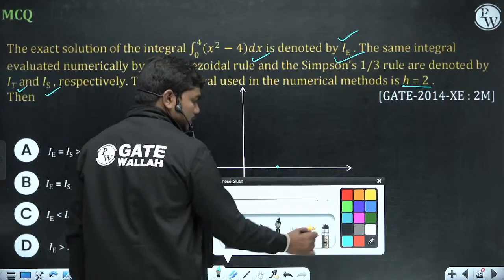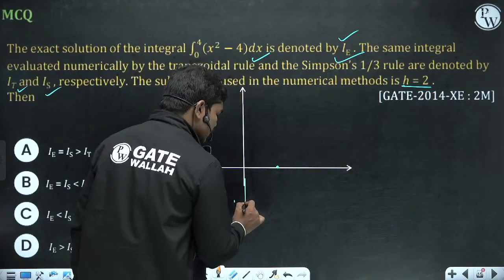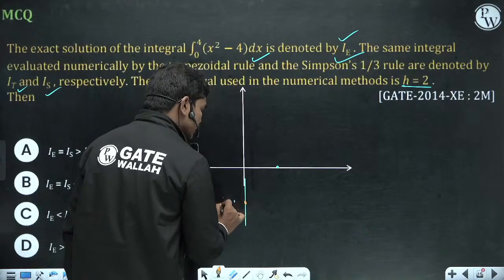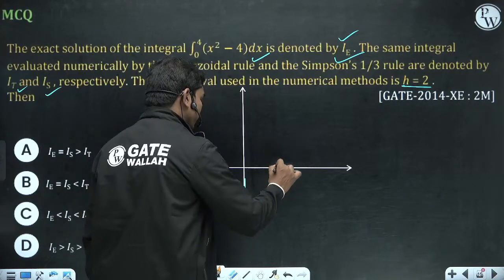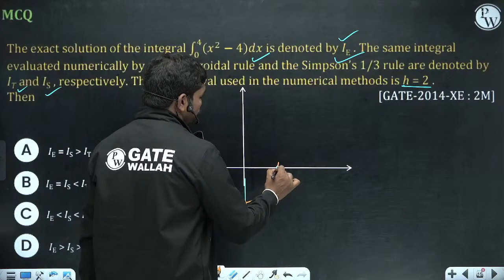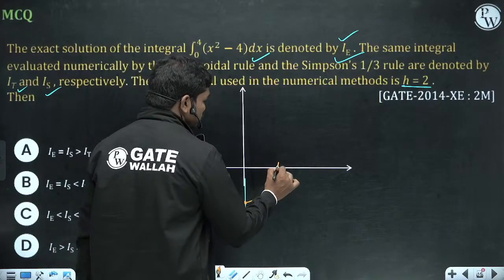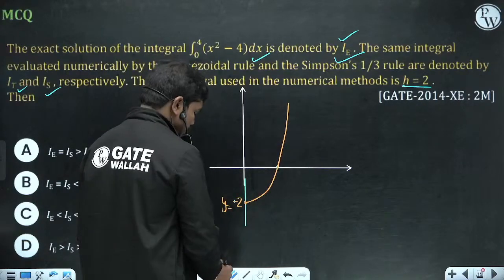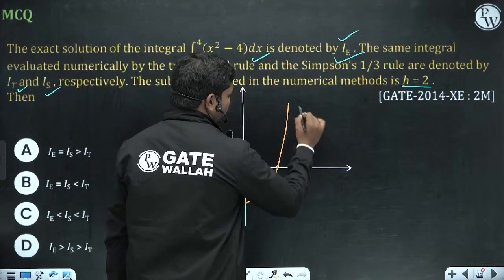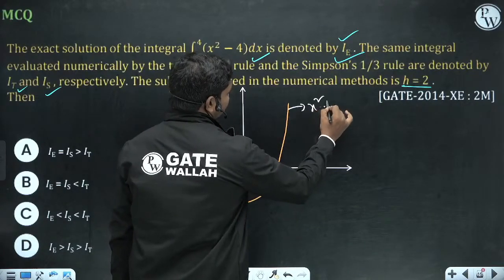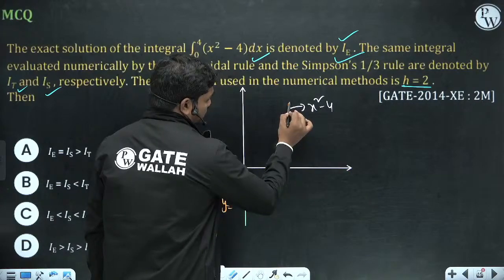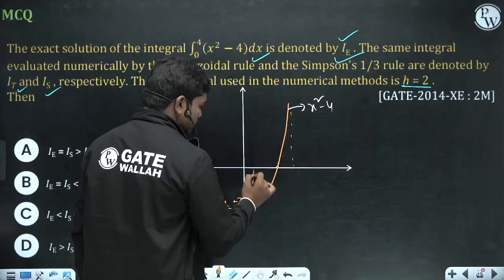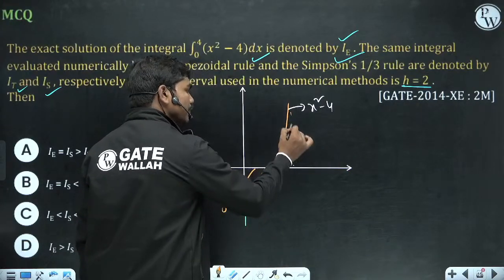So if you see this, the graph will be something like this. This is -2, for example. So the function goes like this. So 0 to 4. This is the function x square minus 4, from 0 to 4 actually here. So this is the exact area that you get.